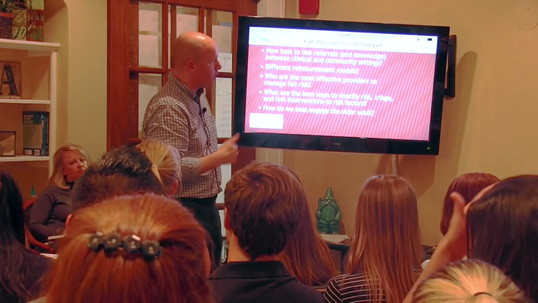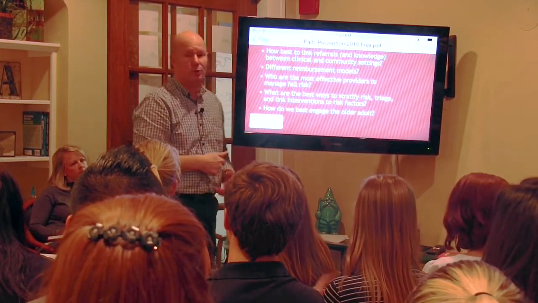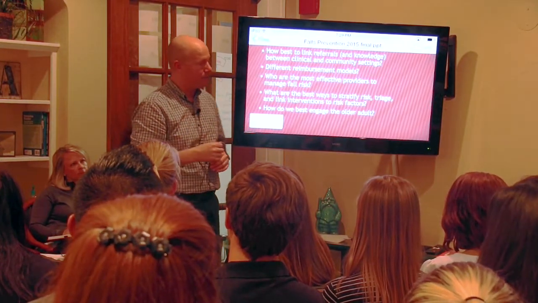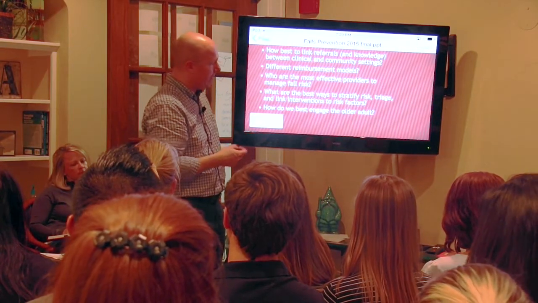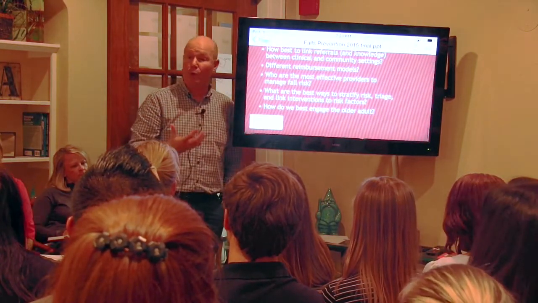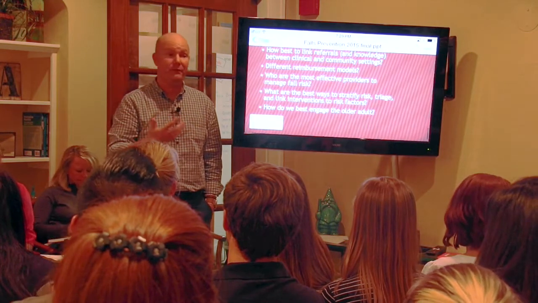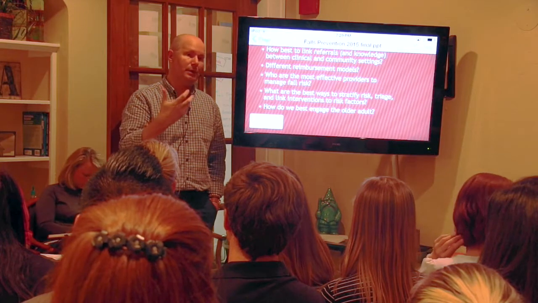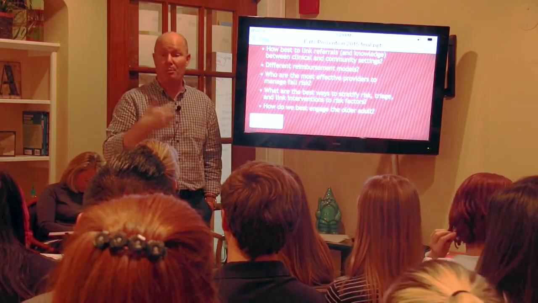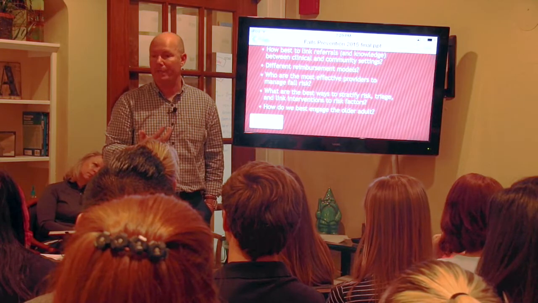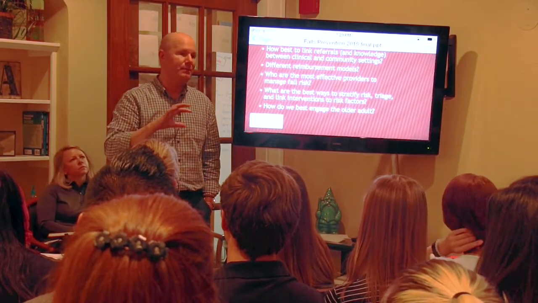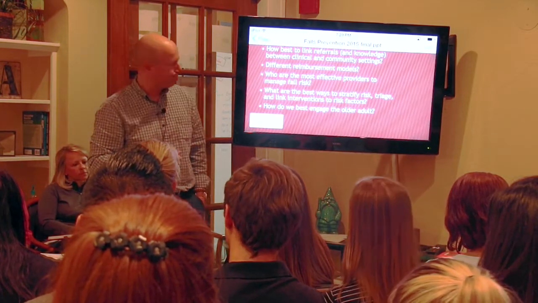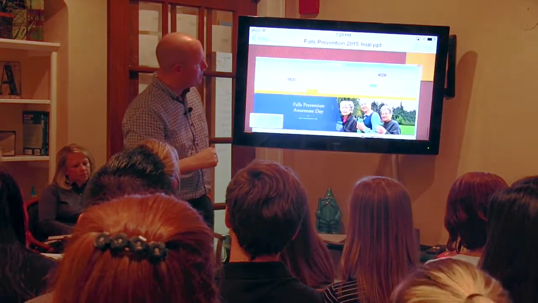And what are the best ways to stratify risk and triage and to link interventions to risk factors? We have a long way to go to understand those best practices for specific risk factors. And how do we best engage the older adult? The greatest challenge for those at high risk is that many of them are frail, and they don't have a lot of ability to maintain and continue with therapy because it's just so hard for them. How do we deal with that? How do we get them engaged, and how do we provide support systems in order for them to be successful?